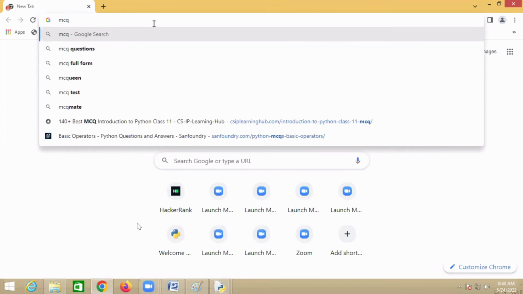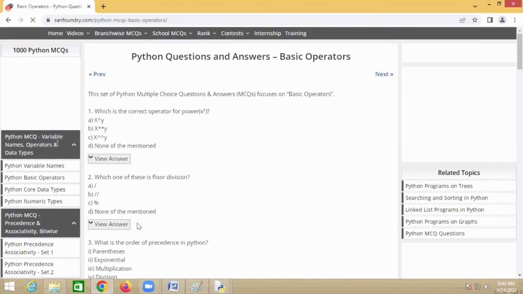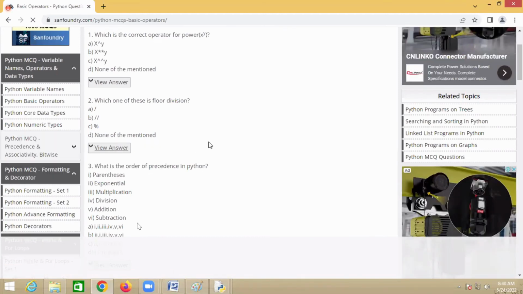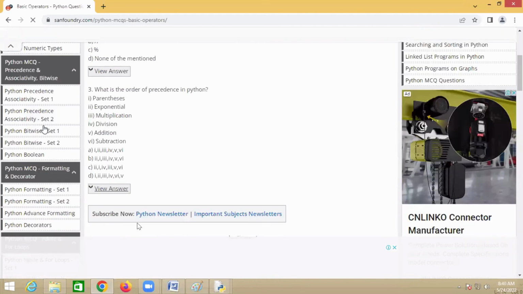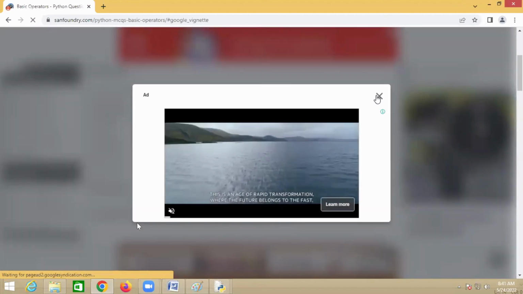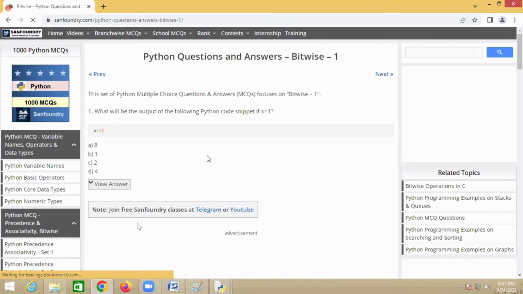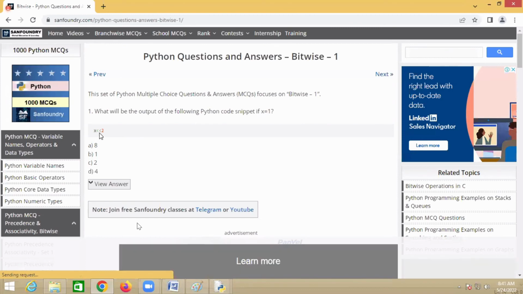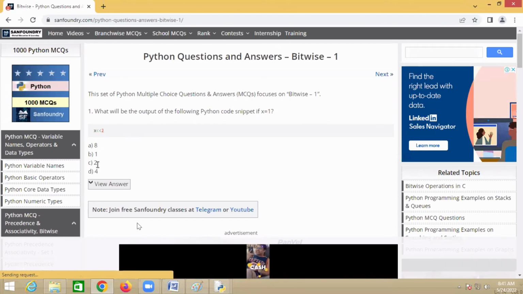These are the basic operators, and there are also bitwise operators here. Python bitwise, this is set one. See here. What will be the output of the following Python code snippet? If x equal to 1, x left shift 2: options 8, 1, 2, 4. What is the answer? Is there a formula?